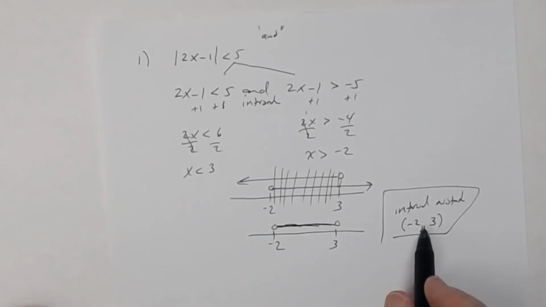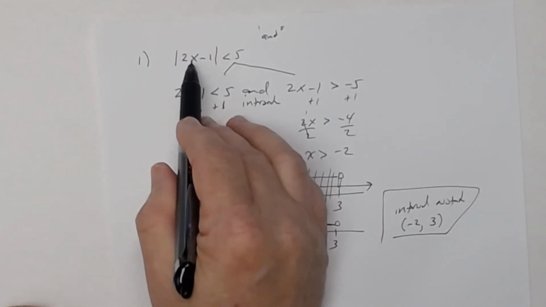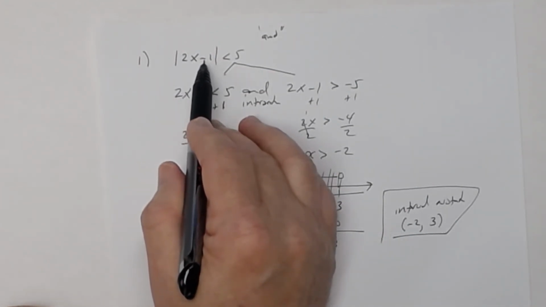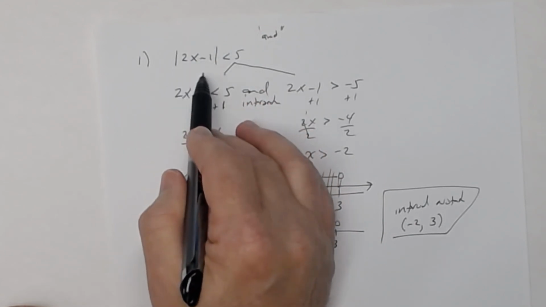So for example, let's check 2. 2 is in here, right? 2 is between negative 2 and 3. 2 times 2 is 4. 4 minus 1 is 3. The absolute value of 3 is 3, and 3 is less than 5.